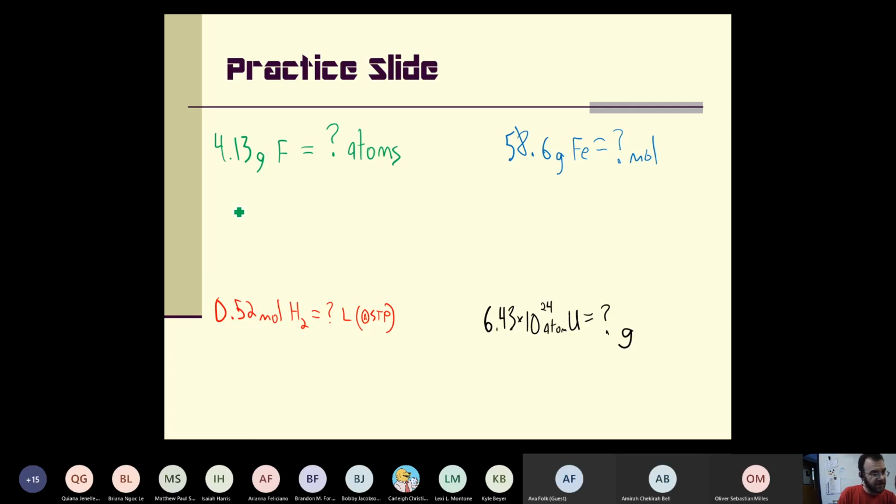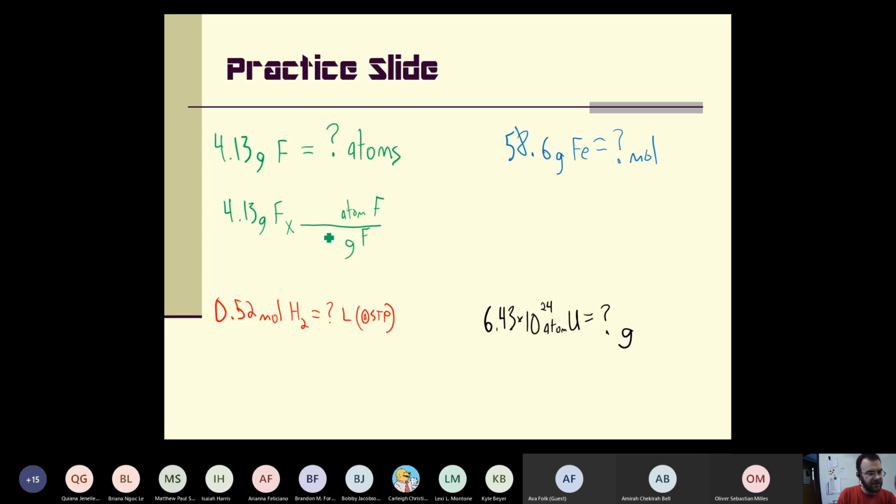All right, so first off, with these basic mole problems, we always start with whatever the problem tells us. It tells us 4.13 grams of fluorine times line. I bring grams of fluorine down. I'm then going to change that to atoms of fluorine.